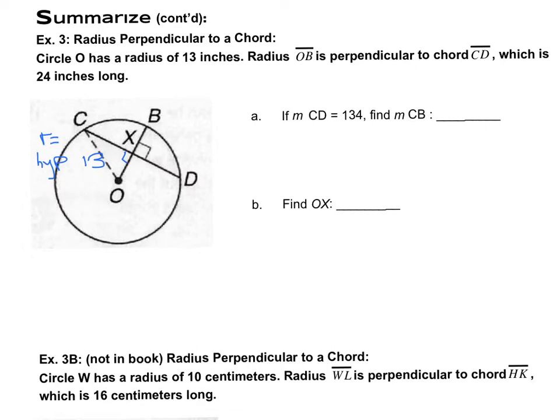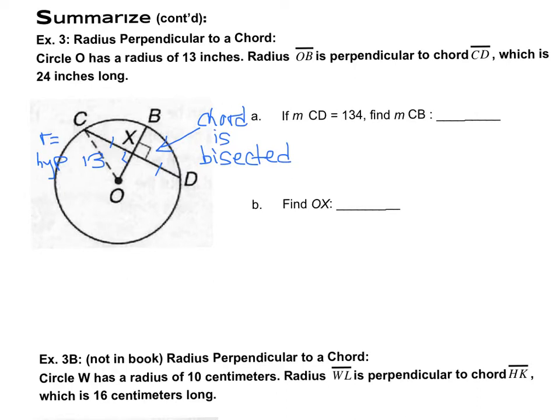We're told that OB is perpendicular to chord CD, which we've got marked, and that the chord CD is 24 inches long. So in this situation, we've got a right angle which is going to bisect that chord. Remember, the radius drawn to the chord at a right angle bisects it. So since the chord is bisected, we're just going to say that the distance there is going to be the same on either side.